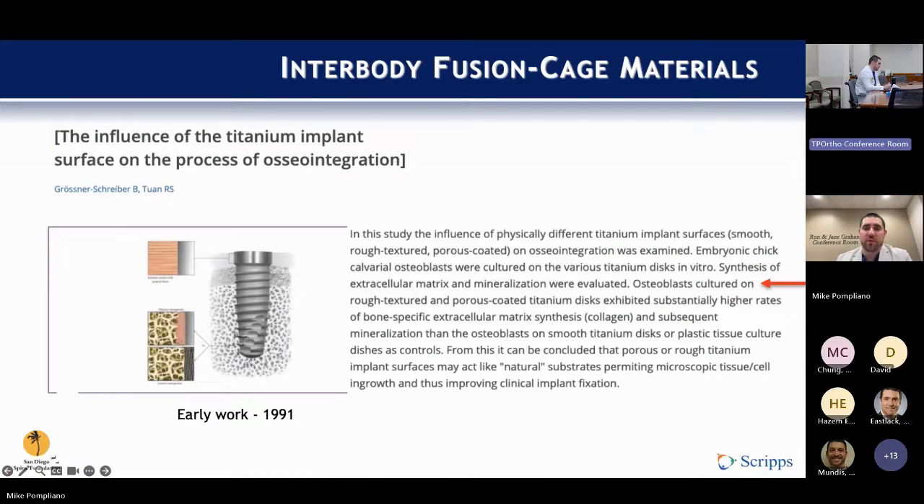This was looking at the effect of smooth versus porous titanium. So again, trying to get additional fixation from previously used materials with respect to osseous integration. Essentially, they found that osteoblasts cultured on the rough textured and the porous textured titanium had significantly higher rates of bone-specific extracellular matrix synthesis and subsequent mineralization. So the rough textured or the porous coated titanium performed much better than the smooth coated titanium.